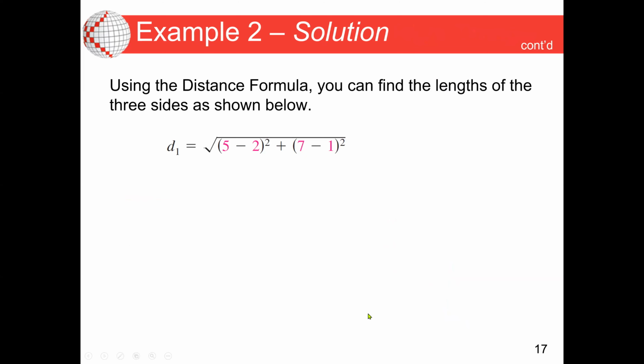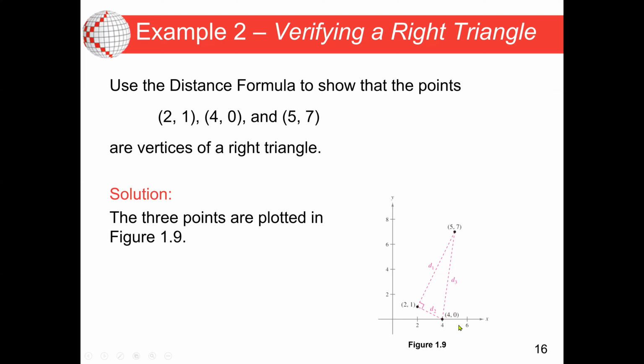Now, how do we find the distance D1? So we use again our Pythagorean theorem. If I'm looking for D1, which is right here, I'm going to use these 2 points. So it will be 5 minus 2, the x values, all squared, plus 7 minus 1, the y values, all squared. Then the square root of it.